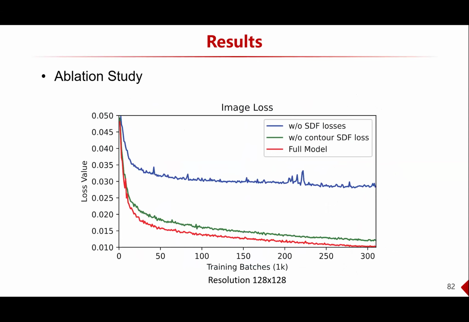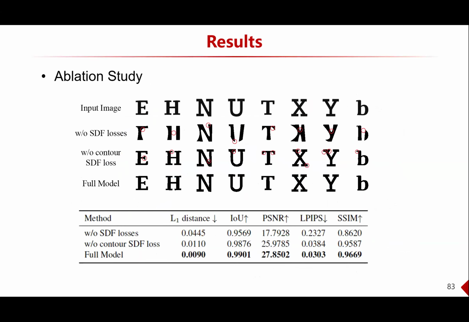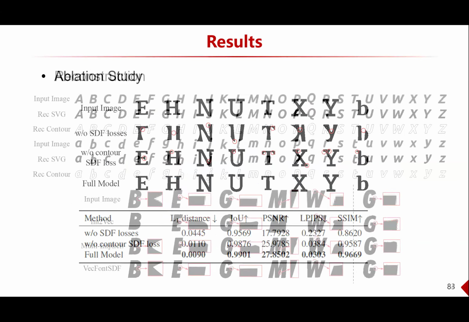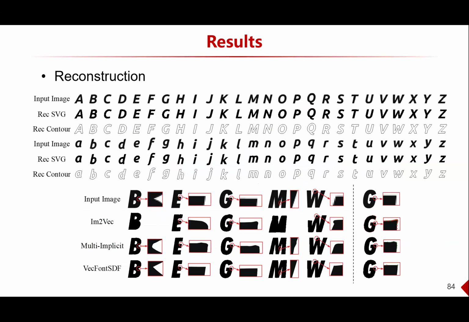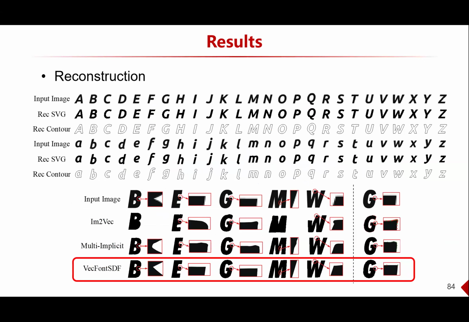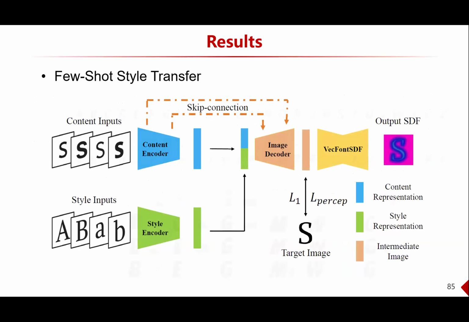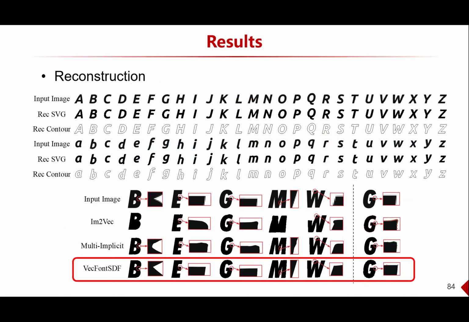The ablation study results verify the effectiveness of the proposed SDF losses and the contour SDF loss. Here are more ablation study results, both quantitatively and qualitatively. And here we see the comparisons of different methods for GIF reconstruction. As we can see, our method can recover more details, and the quality is also better.